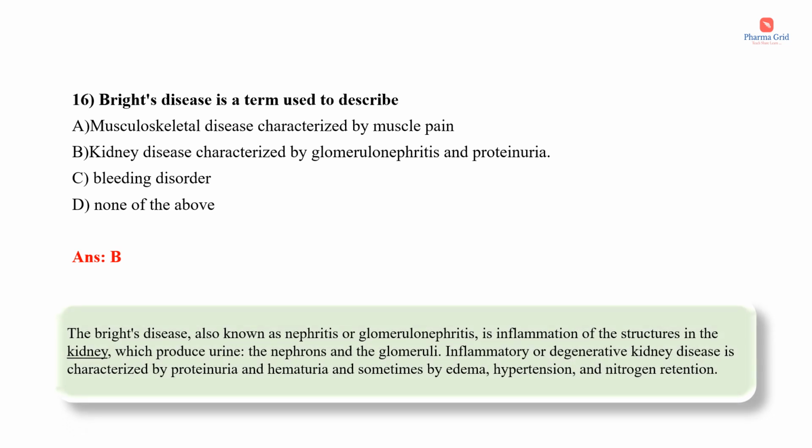Bright's disease, also known as nephritis or glomerulonephritis, is the inflammation of the structures in the kidney which produce urine, that is the nephrons and the glomeruli. Inflammatory or degenerative kidney disease is characterized by proteinuria and hematuria and sometimes by edema, hypertension and nitrogen retention.